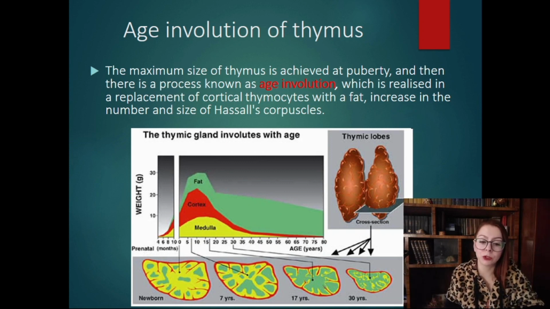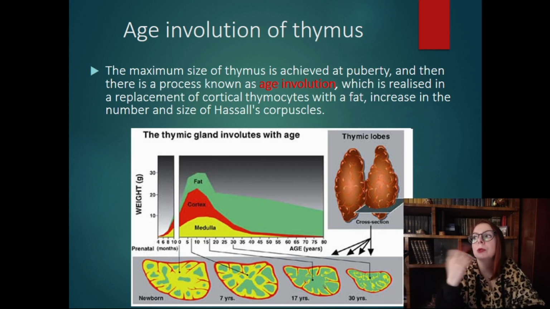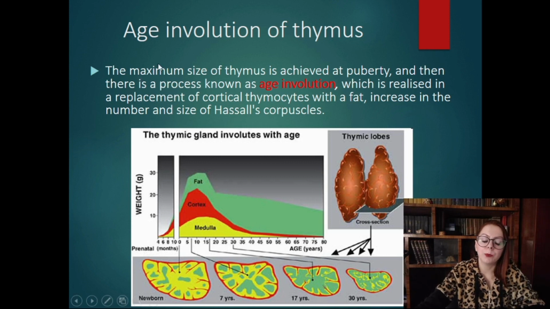Another term we should mention in the thymus, this is the age involution. So the thymus is an unusual organ also because it starts its back development early, just after the puberty. So as it is written here, maximum size of the thymus is achieved at puberty, and then the process of age involution is realized with the replacement of cortical thymocytes with fat and increased number of Hassall's corpuscles. It is easy to see looking at this diagram. It is easy to understand.